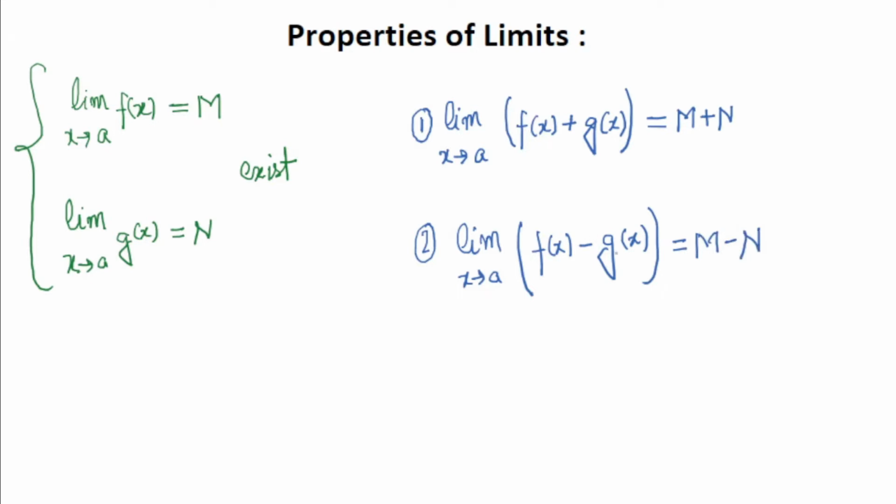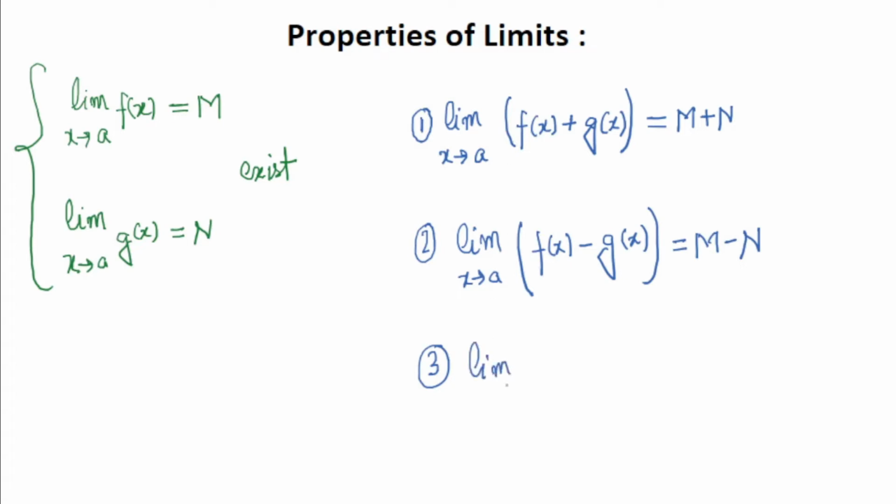The first limit, as x tends to a, of f(x) is equal to m, and the second limit, as x tends to a, of g(x) is equal to n. If both the limits exist, then the first and second properties will hold for those functions. This is the subtraction property, and that was the addition property.